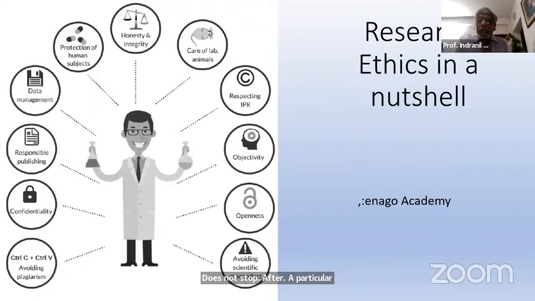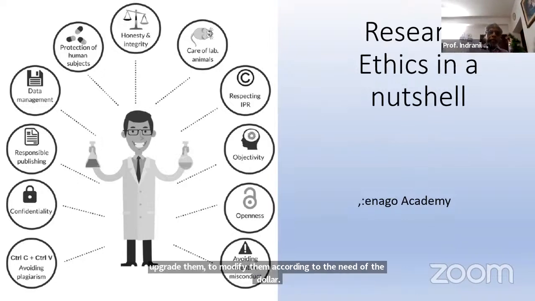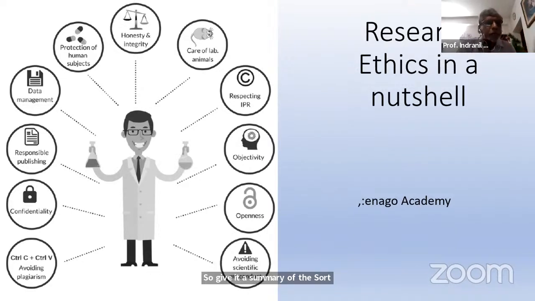It has to be ongoing, and it has to be kind of in a review mode. That means you come out with a set of guidelines, you publish a set of regulations, you publish some rules, and then you need to upgrade them, change them, modify them according to the need of the hour. So here is a summary, a sort of nutshell, of research ethics.